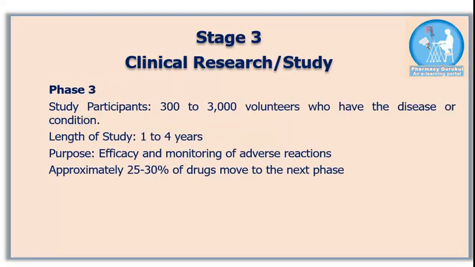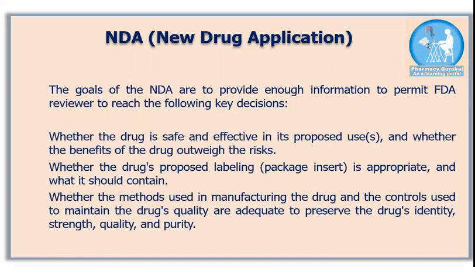A phase 3 clinical trial compares the safety and effectiveness of the new treatment against the current standard treatment, because physicians do not know which treatment is better. Phase 3 trials involve thousands of patients and further assess safety and monitoring of side effects. The length of a phase 3 study is 1 to 4 years, and approximately 30% of drugs move to the next phase. After successful phase 3 trials, a new drug application is sent to the FDA for review and approval.